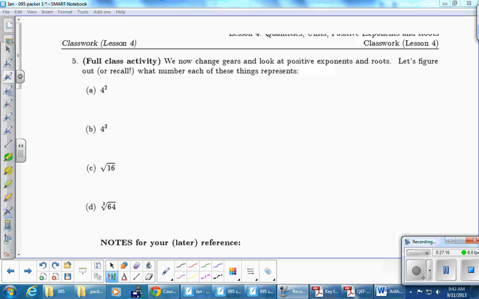I'm guessing that many of you are going to be able to zip through a lot of this, but some of you, it's going to look pretty foreign. So we're just going to go slow enough so that everybody's with us. 4 squared, I don't want to know what the answer is. I want to know what it means. It means 4 times 4.